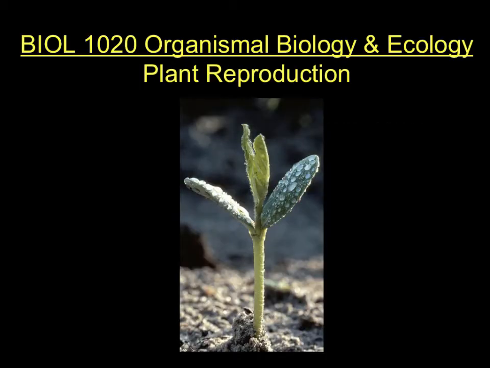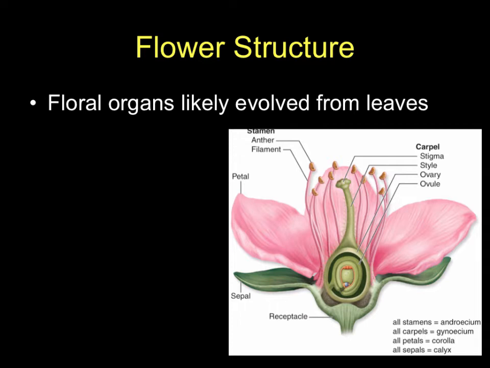Alright, so we're going to start up now with our chapter on plant reproduction, and as we talk about plant reproduction, we're looking at both sexual and asexual plant reproduction. I should mention too that we're focusing only on flowering plants. We're not looking at gymnosperms, ferns, mosses, those kinds of things. We are just looking at the flowering plants, right?